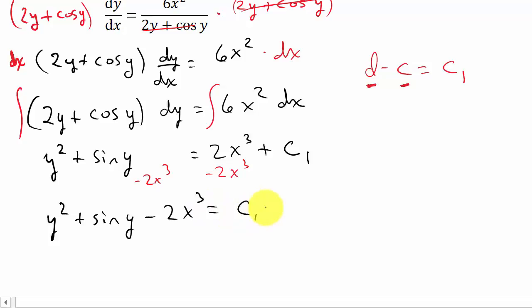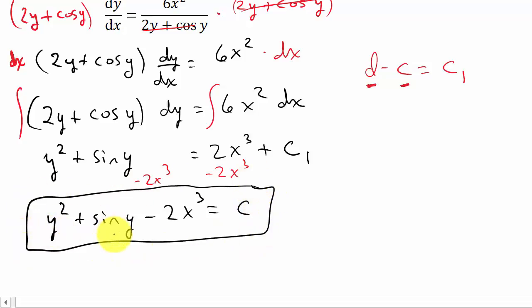And you can see that I have an implicit function over here. There's nothing I need to do with the constant. So I'm going to take off this 1 here and just call that my constant term c, and so I get y squared plus sine y minus 2x cubed equals c, and this would be my answer.